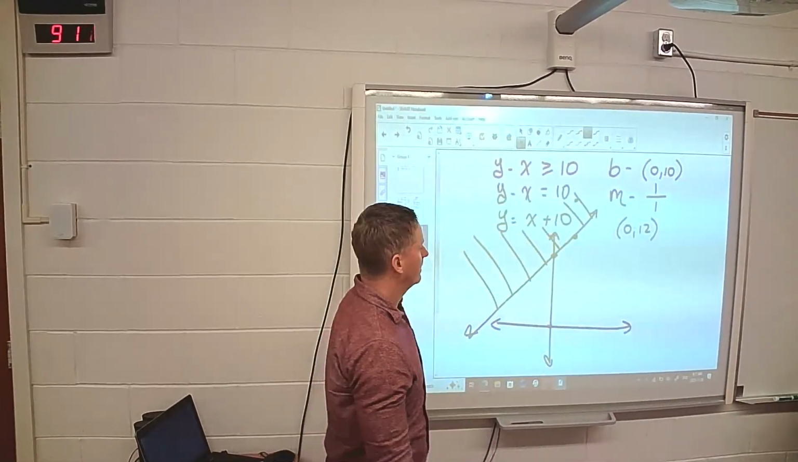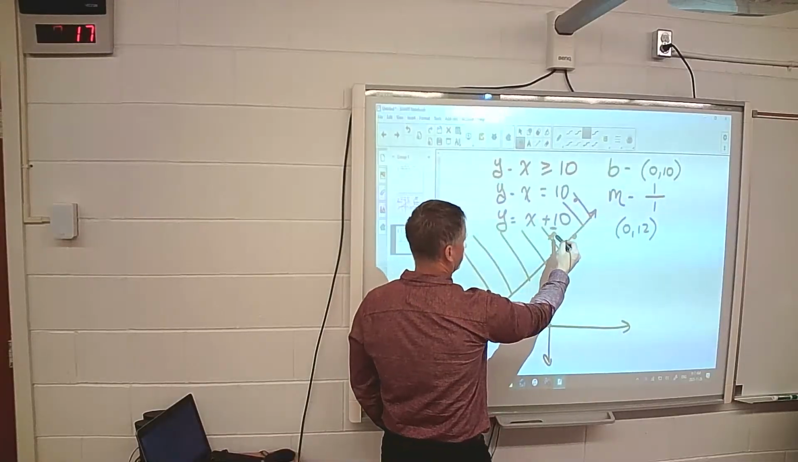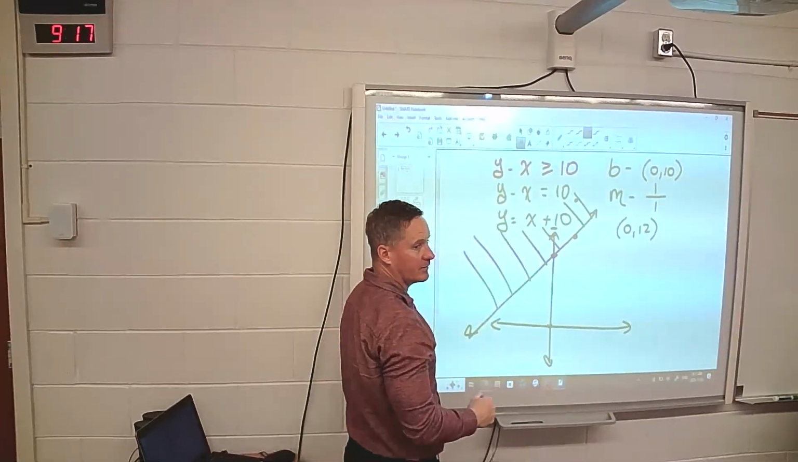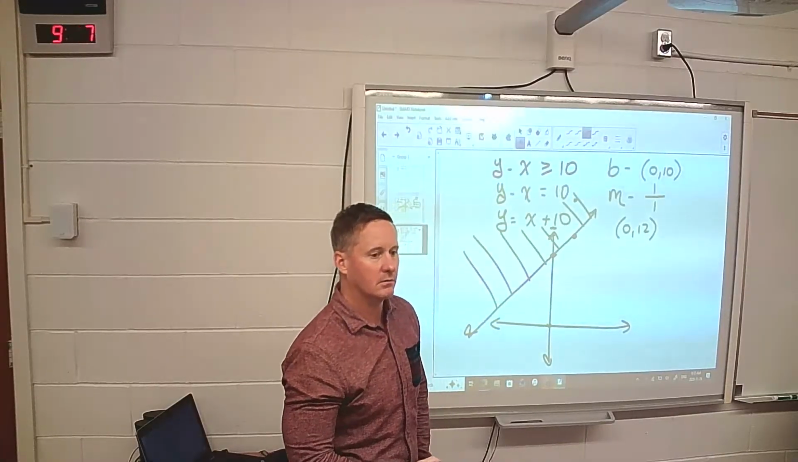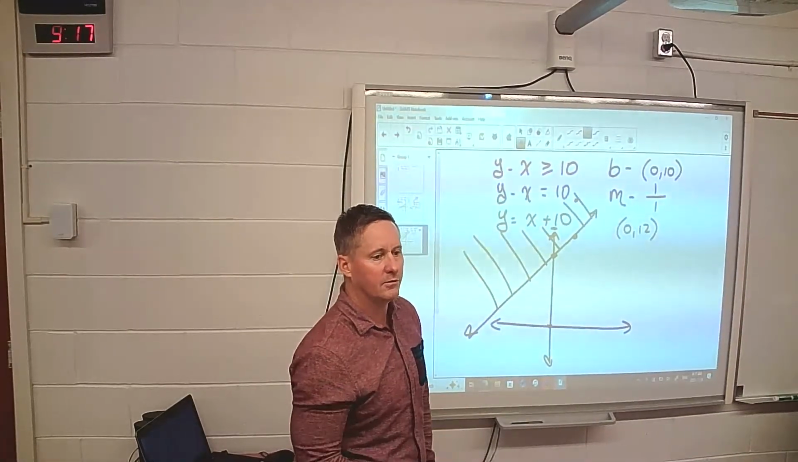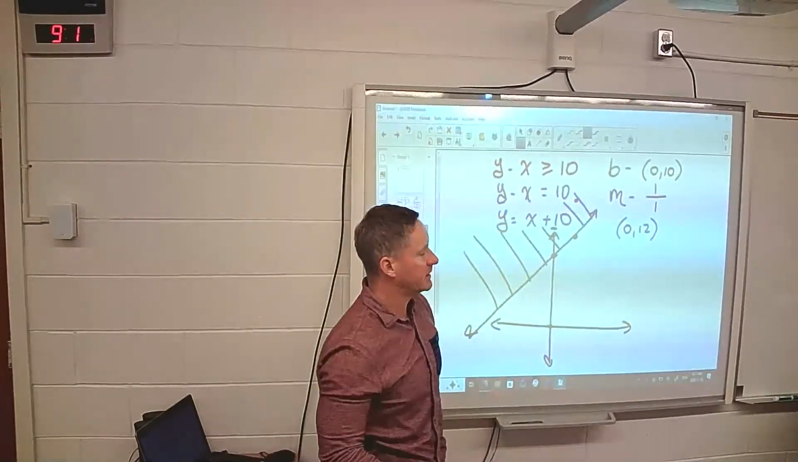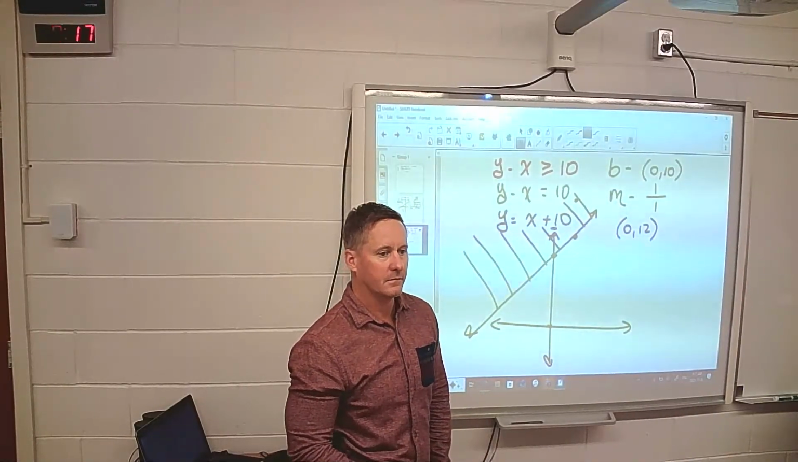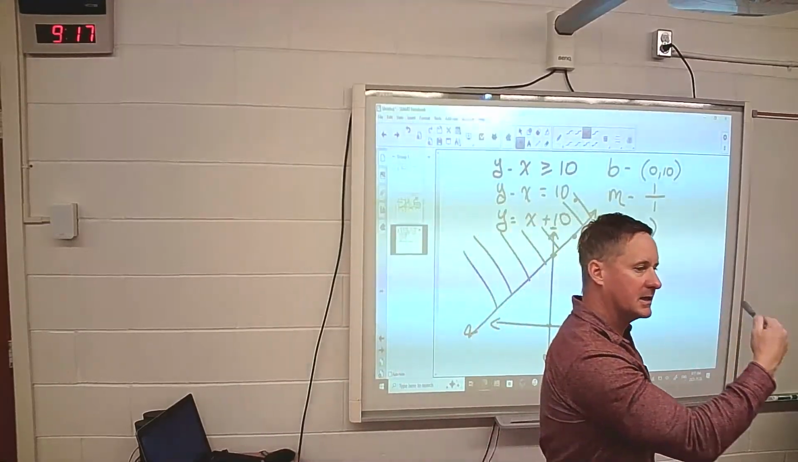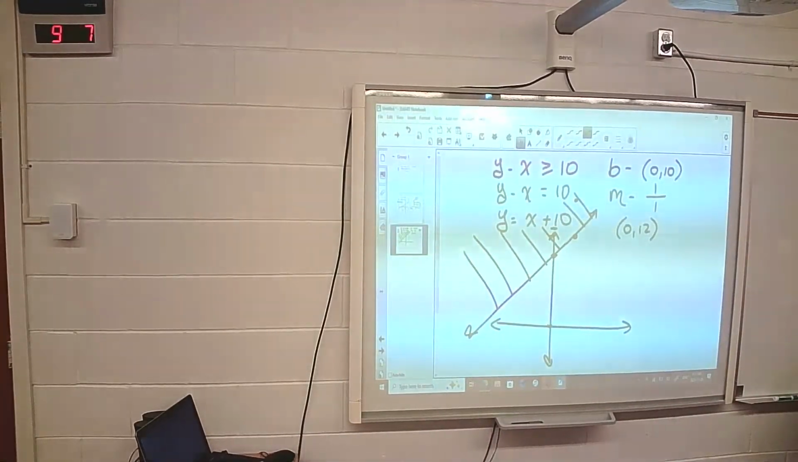Okay? So that's this coordinate right here. 0 and 12. I put 0 in for x and I put 12 in for y. What's 12 subtract 0? 12. Is 12 greater than or equal to 10? Yeah. So therefore I shade over it because it satisfies, it makes the inequality true.